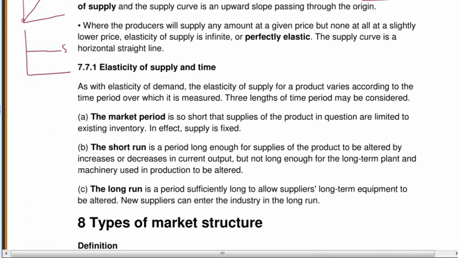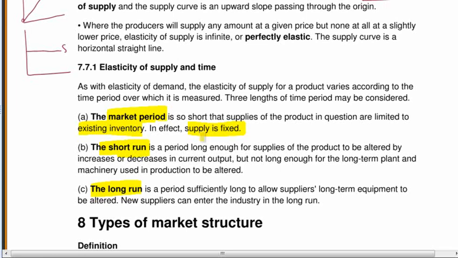Now, elasticity of supply in particular depends on the time period that we're looking at. There are three different periods. There's what we call the market period, the short run, and the long run. In the market period, we're talking about a time period that is so short that the only thing we've got is our existing levels of stock. So in effect, we've got a fixed supply curve, and we can't react at all to a change in price. So you've got a perfectly inelastic supply curve for that period.